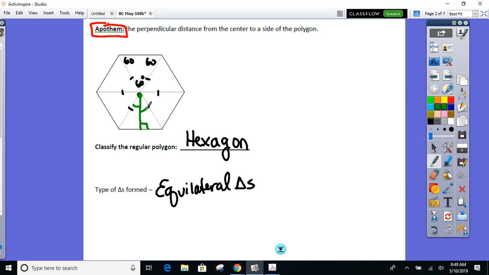Also, it does a little more bisecting than the angle. It also bisects the side it's drawn to. Okay, so the apothem is pretty powerful. It bisects the angle and also the side.